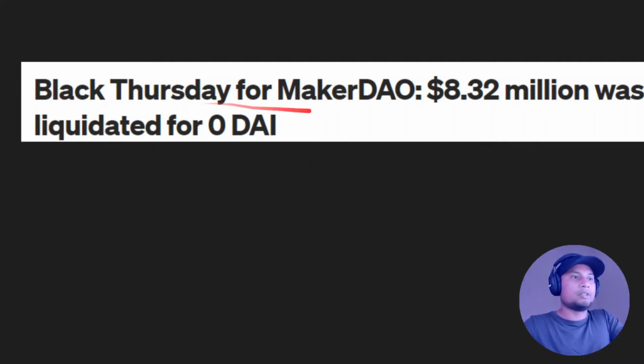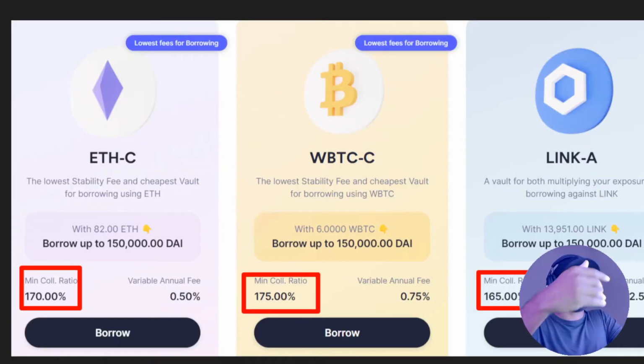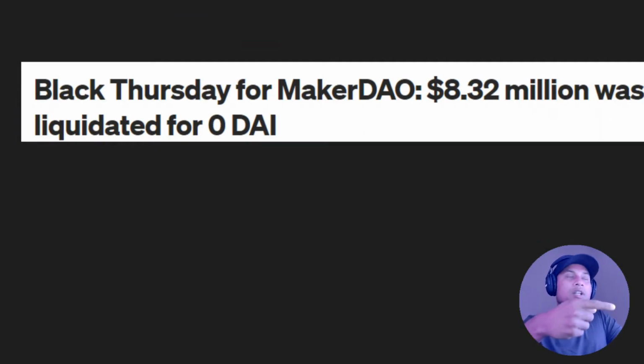We have seen this on Black Thursday. There were liquidators who went in and won auctions, paying zero DAI to liquidate 8.3 million. Of course this was due to a bug, but the risk is liquidation. If you have such a high collateral ratio, you risk being liquidated, and there could be different bugs in the DeFi protocols that could lead to these sorts of scenarios. That's all I'm saying, and these are facts.